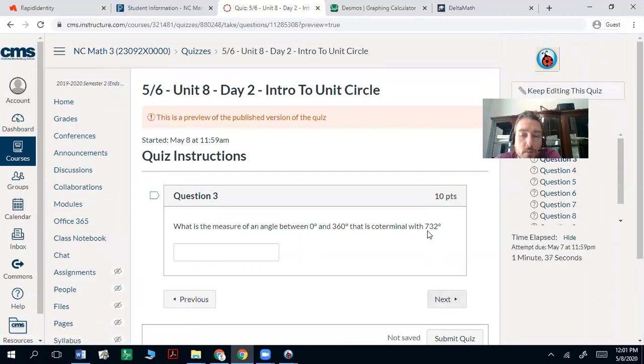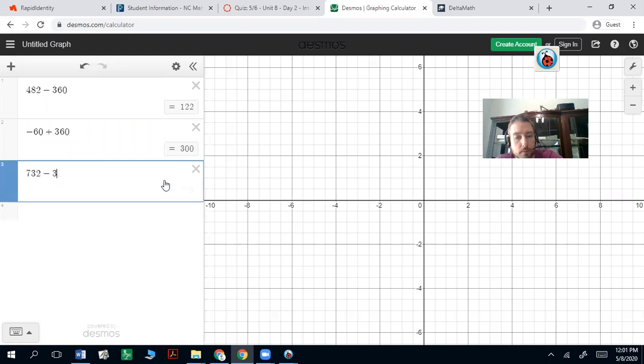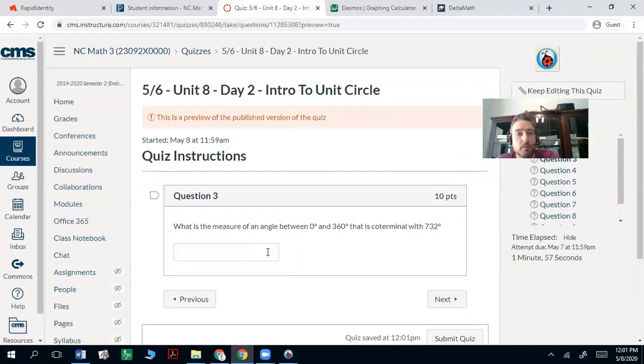Question 3. 732 is too big, so we're going to subtract 360. That's too big again, so I'm going to do another minus 360. And 12 is between 0 and 360, so that would be your answer.